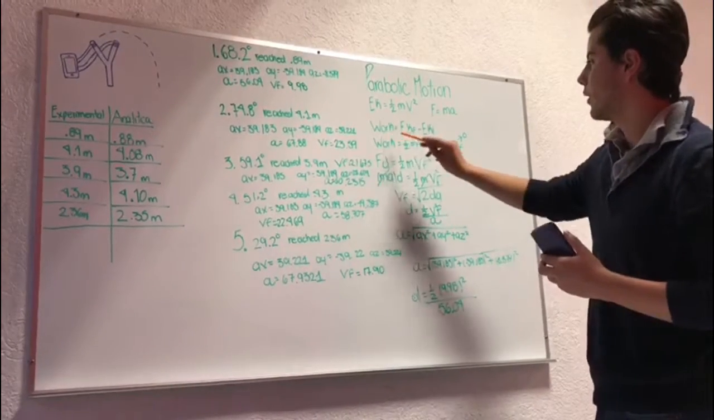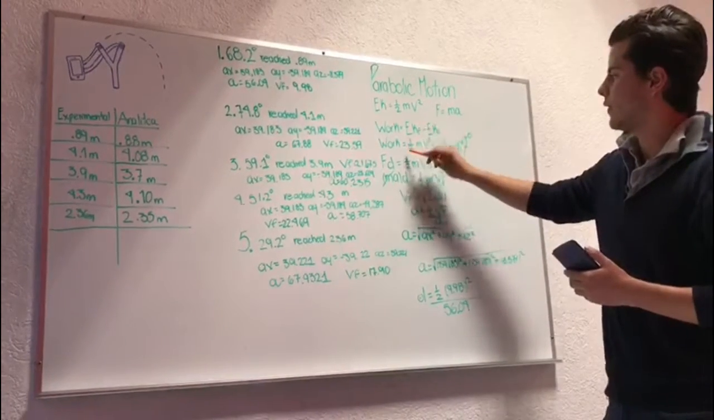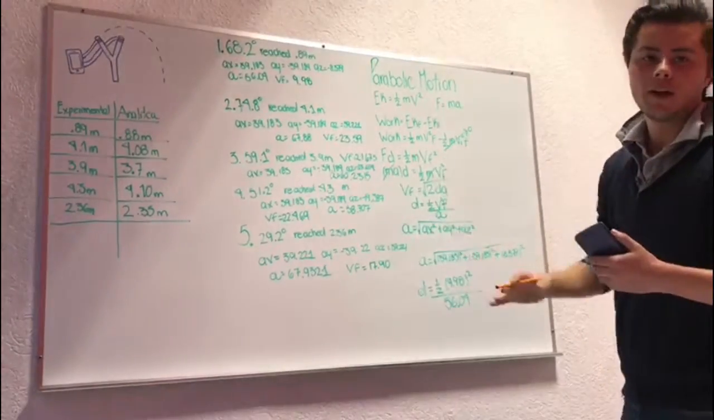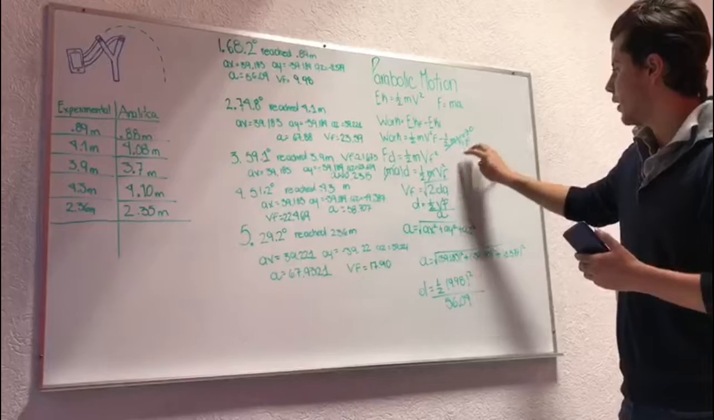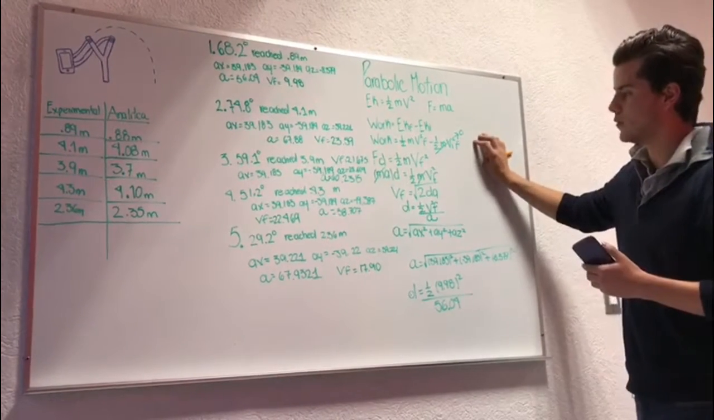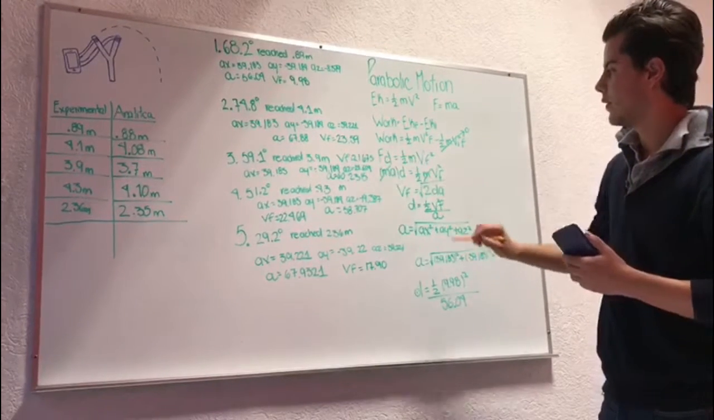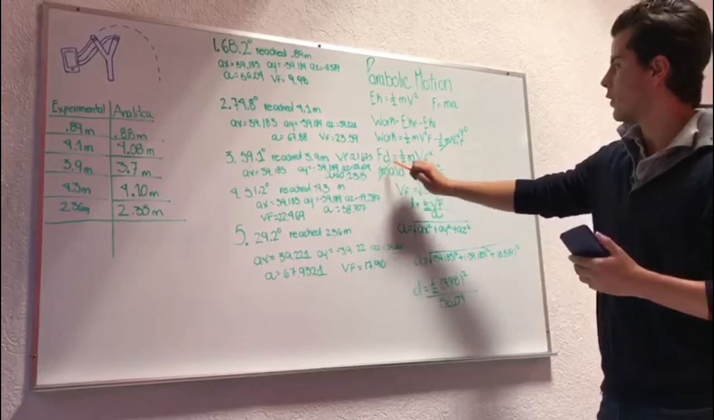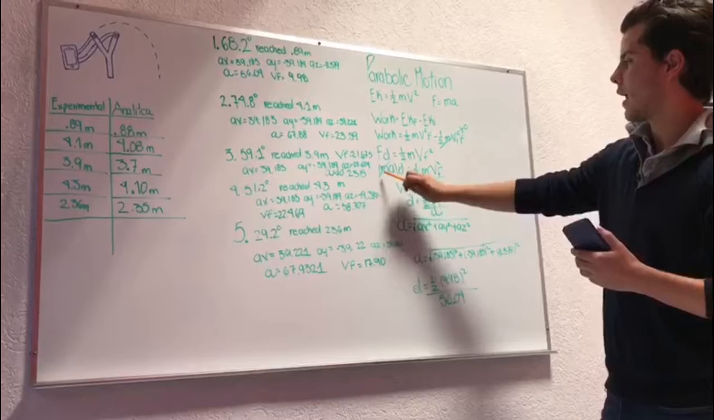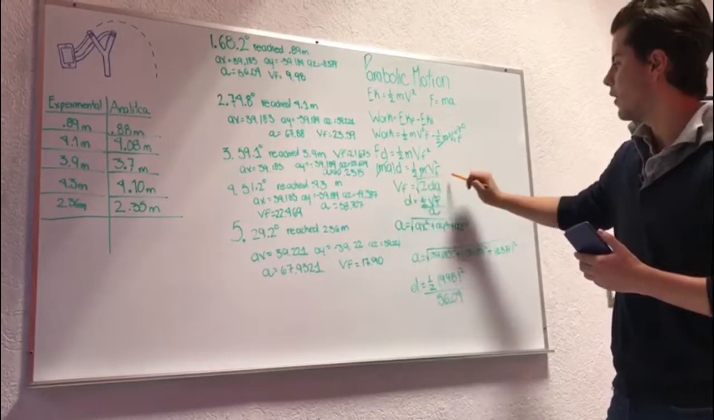So we describe work as the final kinetic energy minus the initial one, and this leads us to half times the mass times the final velocity squared. Since we don't have an initial velocity, we can set this one to 0. And we know that work is force times distance, and also the force equals mass times acceleration. So we can cancel both masses, and this will lead us to acceleration times distance equals half of the velocity squared.